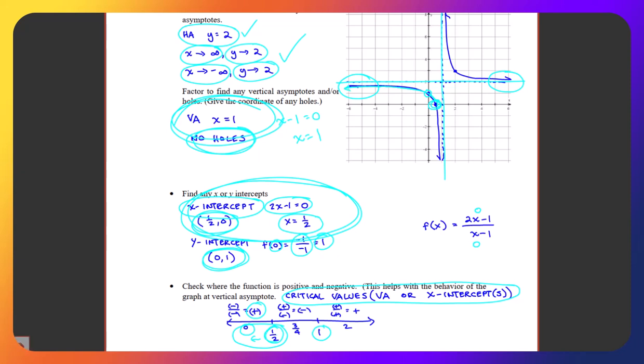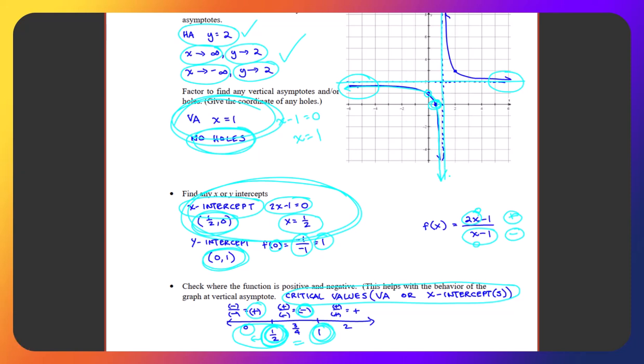Let's test between the 1/2 and the 1. So I'll plug in 3/4, and I don't have to plug it in exactly, because here's what I mean. 2 times 3/4 is bigger than 1, so subtract 1, it's positive. And then 3/4 minus 1 is negative. A positive over a negative is a negative, which means between 1/2 and 1, the graph goes down towards the vertical asymptote.